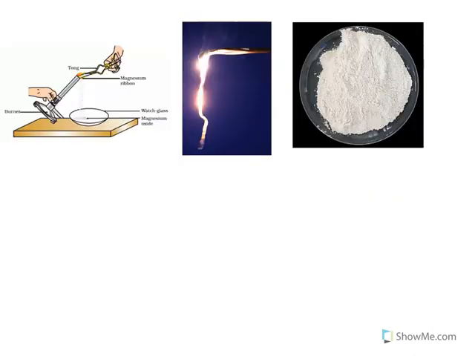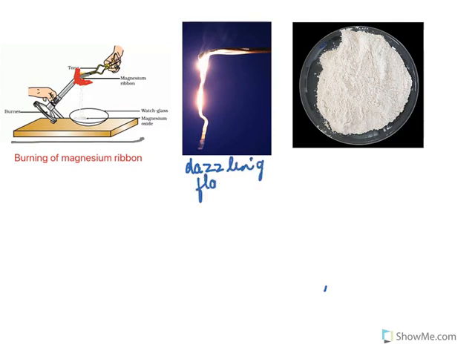Now we'll see what happens when a magnesium ribbon is burnt. Here's a picture of a magnesium ribbon. We're going to do this now. There's a magnesium ribbon here, and it is burnt. When a magnesium ribbon is burnt, it first burns with a dazzling, bright flame. In this picture, have you seen this? It's called a dazzling bright flame. And it leaves behind a white powder of magnesium oxide.